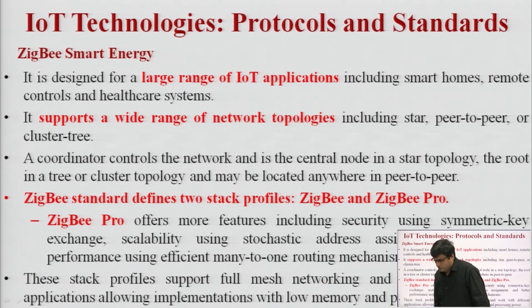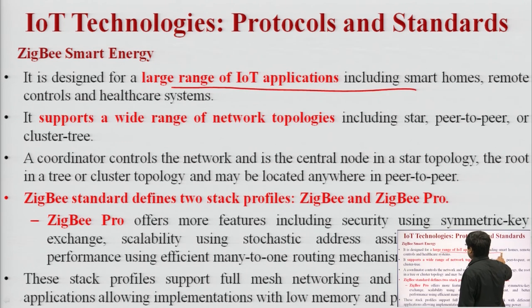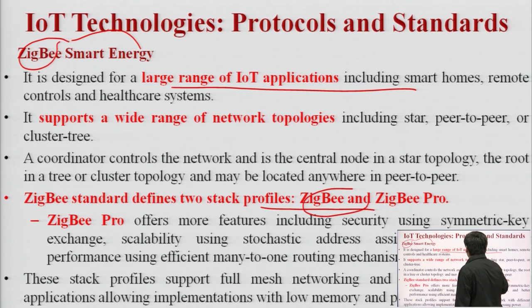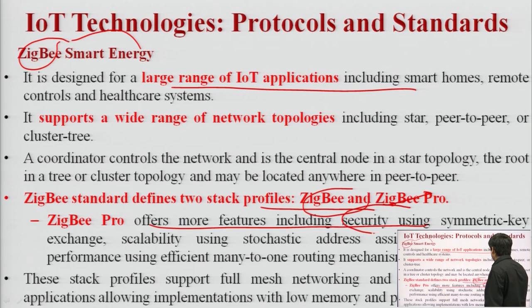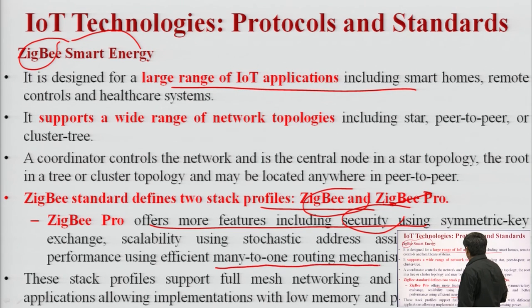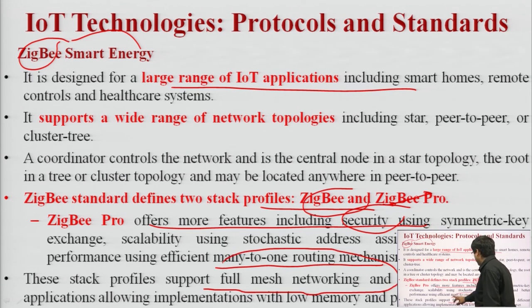Okay. So Zigbee smart energy is another concept. It has a large range of IoT applications we can use. It is basically the deployment of Zigbee in smart energy applications. It follows two stack profiles, Zigbee and Zigbee Pro. Zigbee Pro offers more features including security. It has more security than the other devices, and better performance using an efficient one-to-one routing mechanism. These stack profiles support full mesh networking. Basically, we are following mesh networking in Zigbee devices.